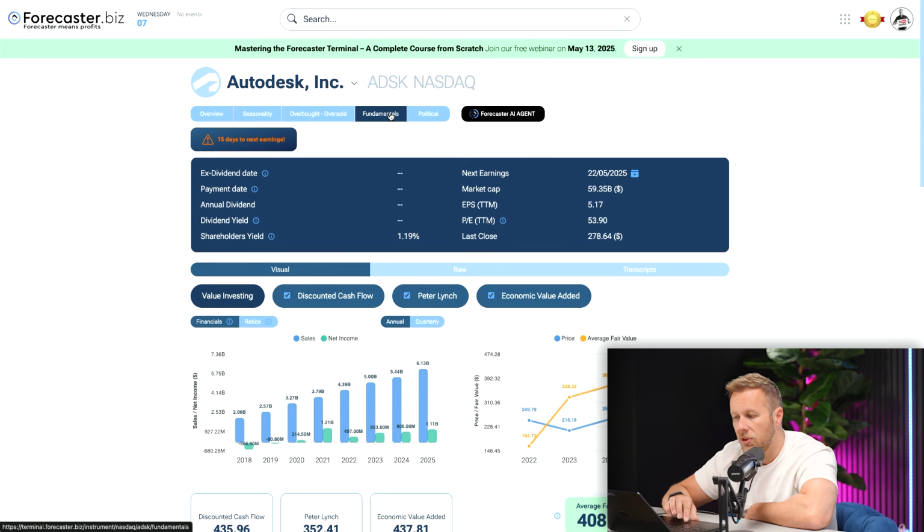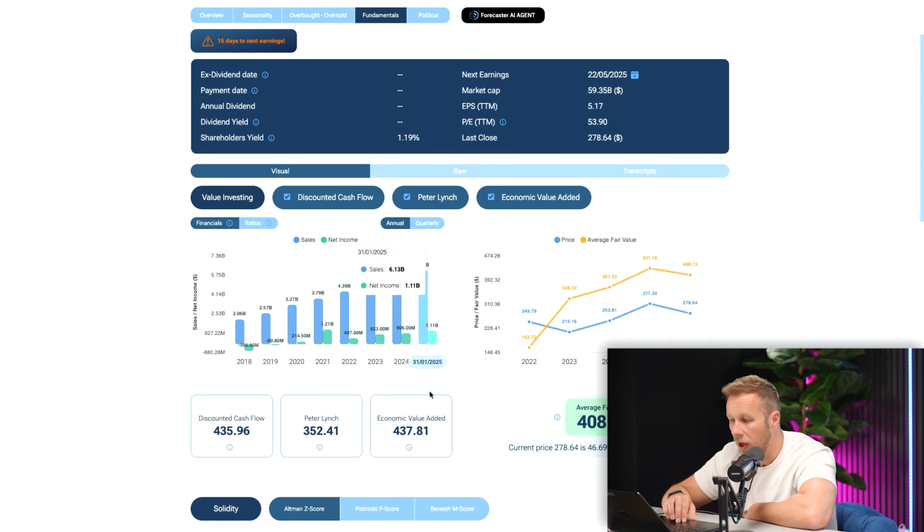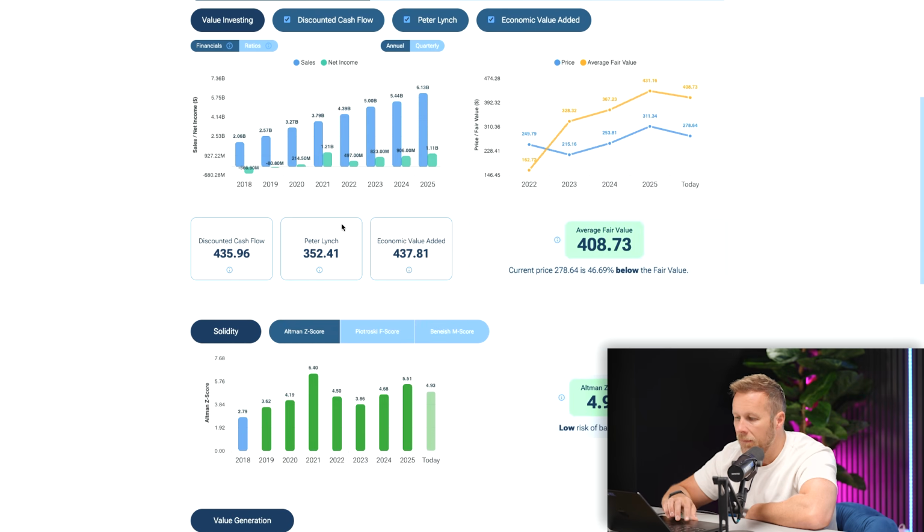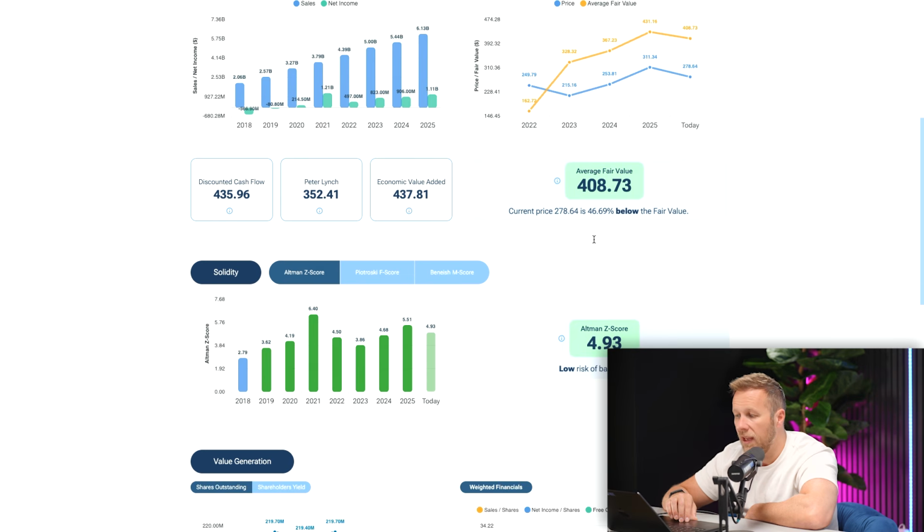Then you can look at the fundamentals. Okay, so you can see the profit going up, right? The net income going up. You can see the value of the stock, the fair value of the stock. We're 46.6% below the fair value of that stock.